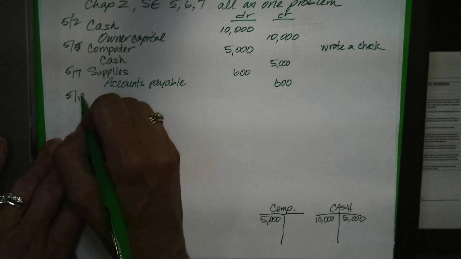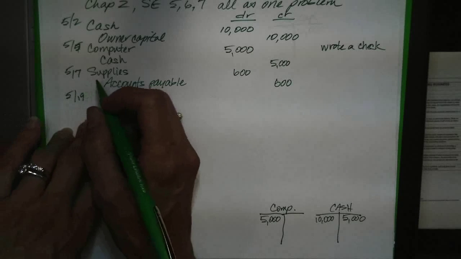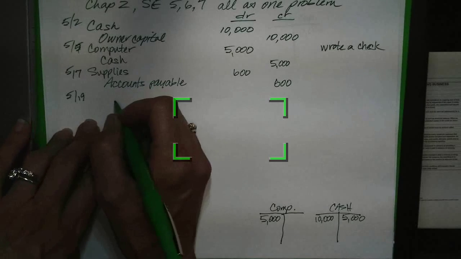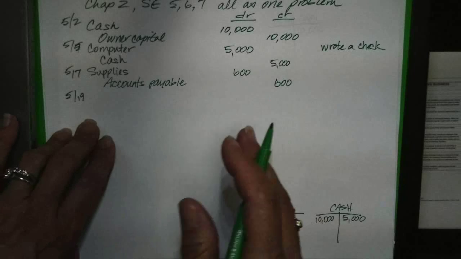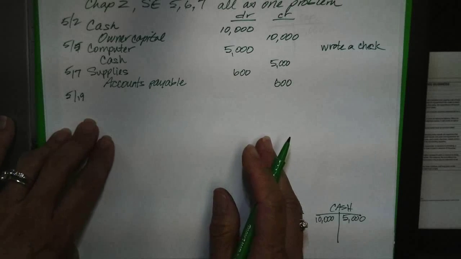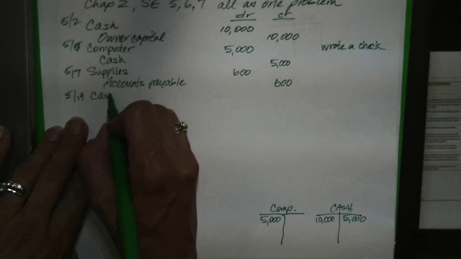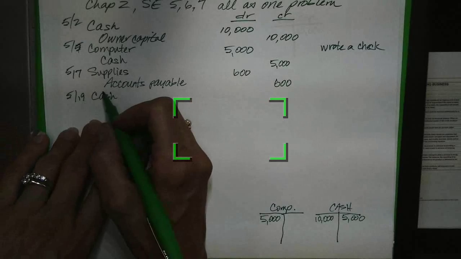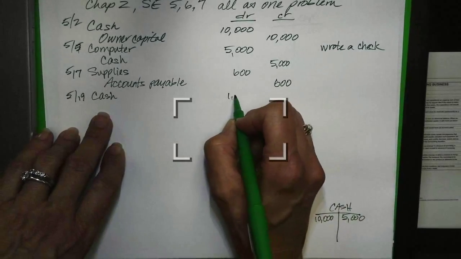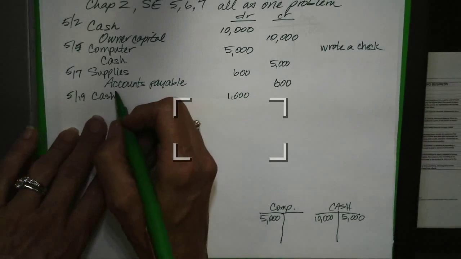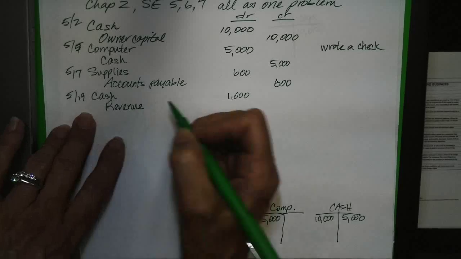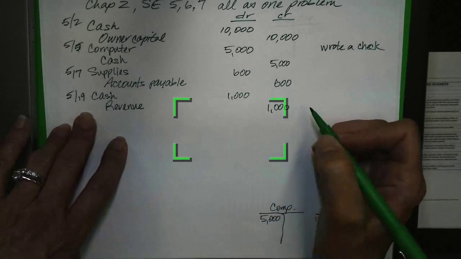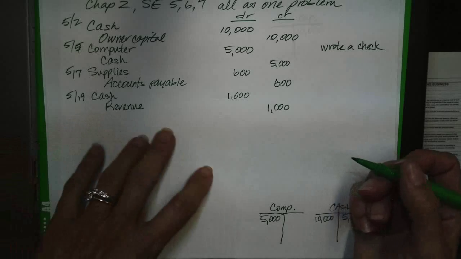May 19th. Received cash for programming services performed. Okay, so we did some programming for someone, and they paid us immediately. So in this case, when it says we received cash, that means we're going to deposit that money, and it's $1,000, and we've already done the work for them, so that's revenue. We've earned it because we've done the work, so we go ahead and record it in revenue.